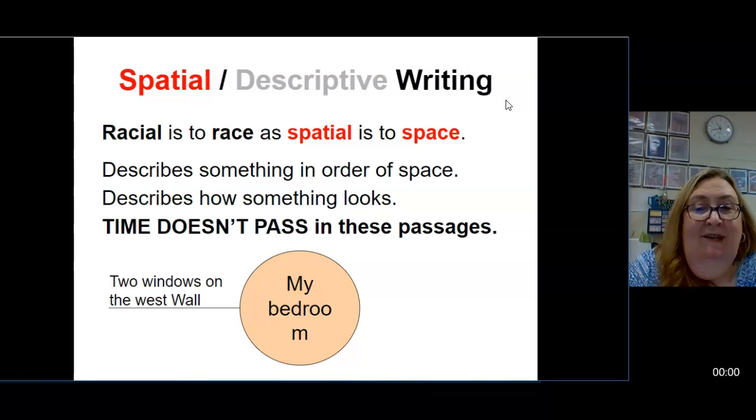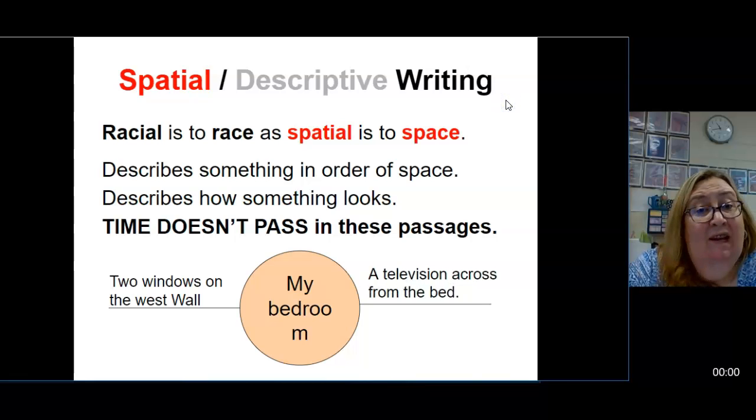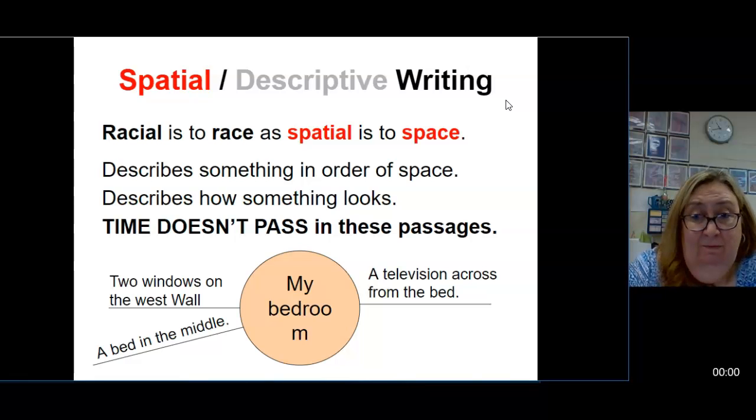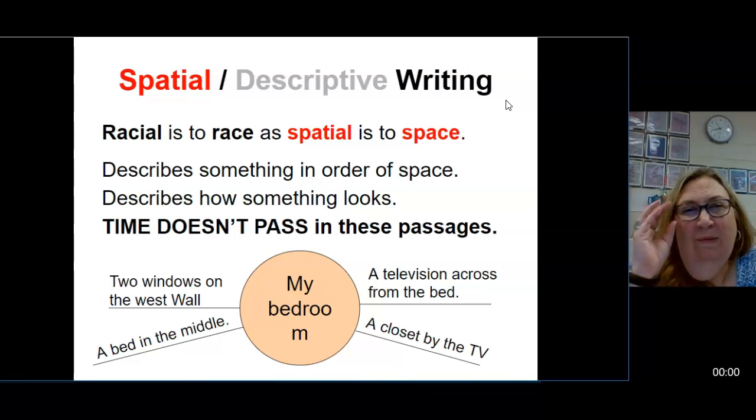So they began by saying, well, there are 2 windows on the west wall. Okay. And there's a television across from the bed. And the bed is in the middle of the room. Maybe the bed is in the middle of those 2 windows. And there's a closet by the TV. Okay. Does that help you kind of picture the room?